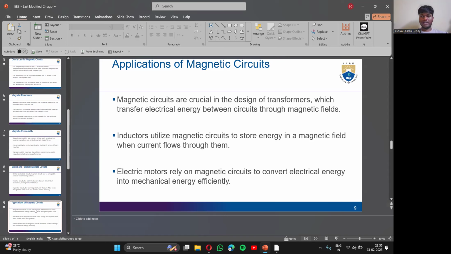Inductors utilize magnetic circuits to store energy in a magnetic field. When current flows through inductors, they use the magnetic circuits to store energy in a magnetic field instead of an electric field. And electric motors also rely on these magnetic circuits to convert electrical energy to mechanical energy more easily, using multiple circuits rather than relying on only a single circuit.